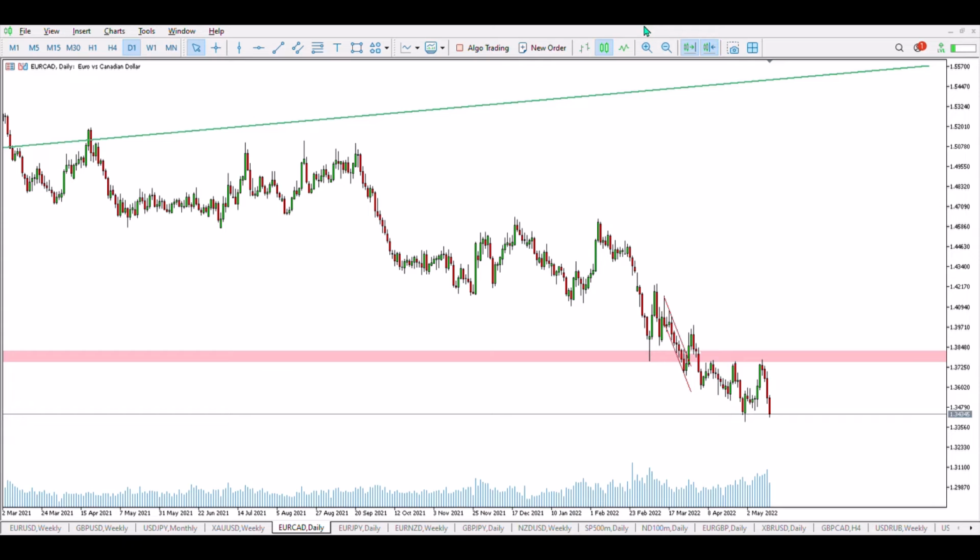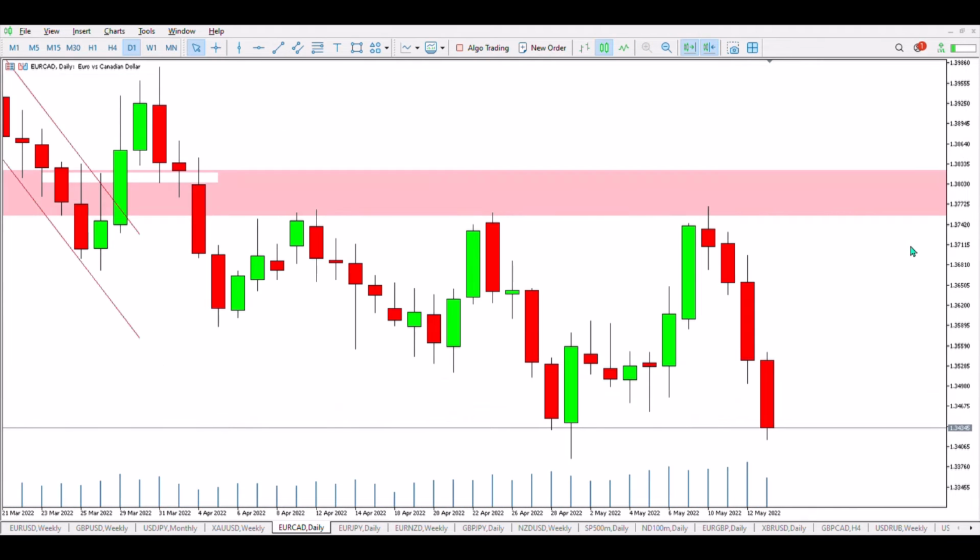Also, this looks like the start of a consolidation. It's so sad that I can't use the rectangle today, but it's okay. So this is your consolidation between these highs and lows, and usually the price starts bouncing between these two support and resistance areas, and this will continue until we see some breakout above or below the consolidation. So this is something we can expect on this pair.